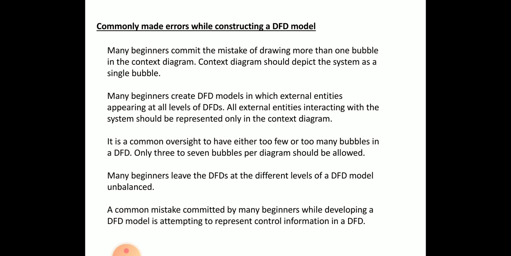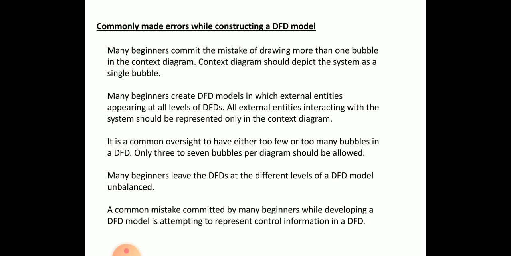Next one, many beginners create DFD models in which external entities appear at all levels of the DFDs. All external entities interacting with the system should be represented only in the context diagram. The context diagram represents the overall functionalities of the software. So, the context diagram represents all the external entities that interact with the system, and it should represent all the data input from external entity to the system and the data output from the system to the external entities. These should be represented in the context diagram, and should not be depicted at the next levels of the DFDs.